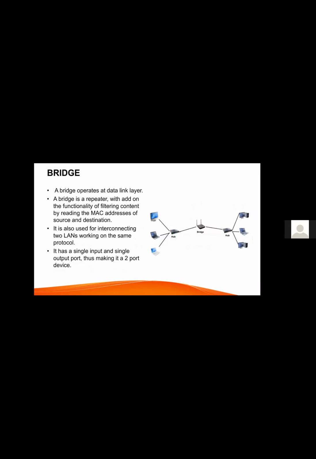Bridge. A bridge operates at the data link layer. A bridge is a repeater with the added functionality of filtering content by reading the MAC address of the source and destination. It is also used for interconnecting two LANs working on the same protocol. It has a single input and single output port, thus making it a two-port device.